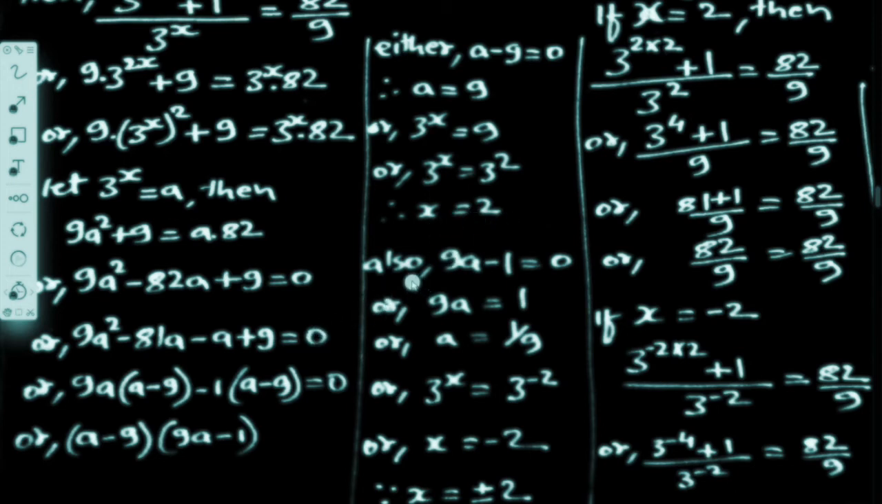From the next factor, 9a minus 1 equals 0 is our second factor, or 9a equals 1, or a equals 1 by 9. Now replace a with 3 power x. So 3 power x equals 3 power minus 2, since 1 by 9 is 3 power minus 2. Therefore, if the base is the same, x equals minus 2. So we get two values for x: from the first factor x equals 2, and from the second factor x equals minus 2. Therefore, x equals plus or minus 2.